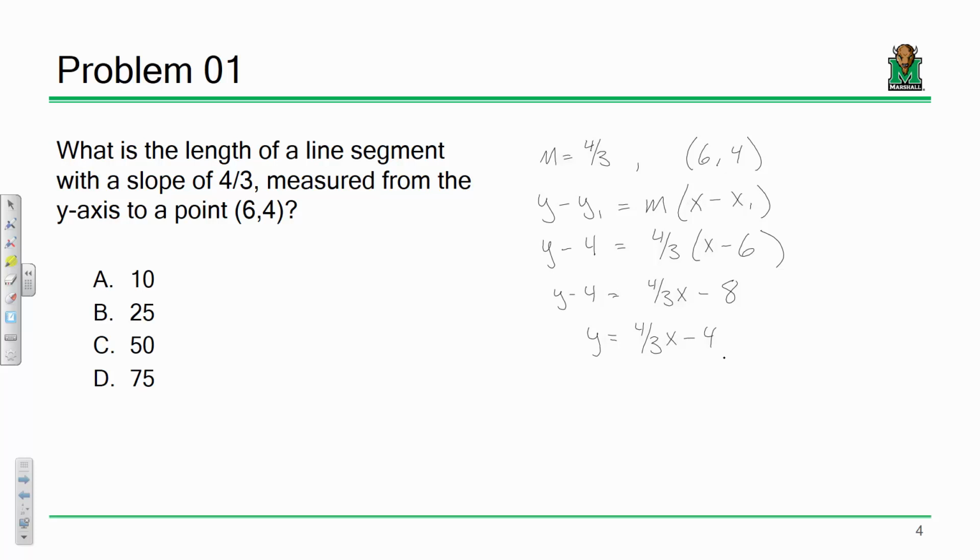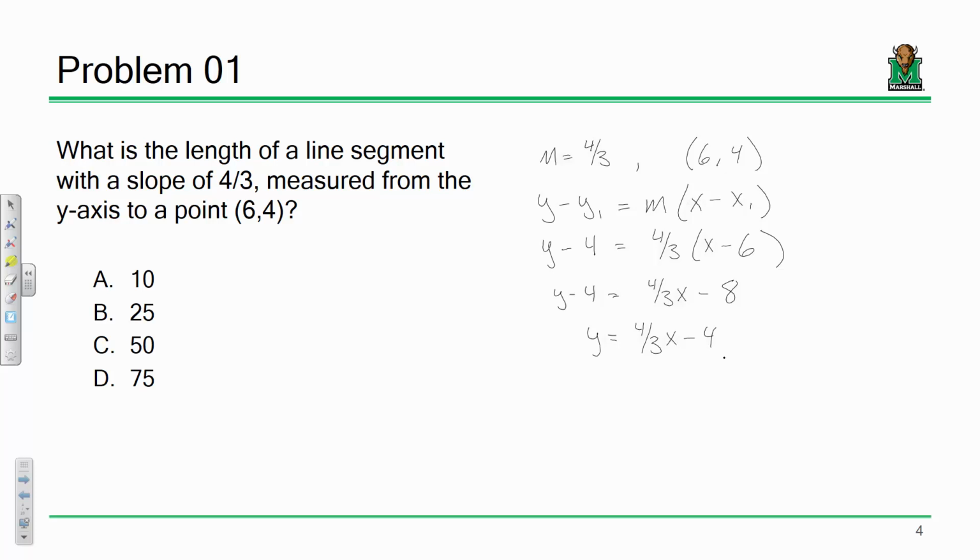Now that isn't too bad, right? That's the simple part. Okay, so what is the length of a line segment with this slope measured from the y-axis to this point? Well, what I can tell you about this is that is the equation of the line with that slope, and it goes through that point, right? That's what that equation is, okay?